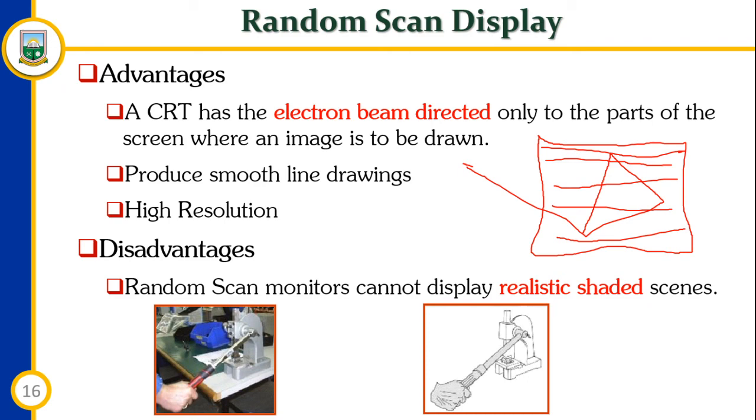Now again, as an advantage, the random scan also produces smooth line drawings. That was obvious, and it was able to produce smooth line drawings because it deals with line drawings. And finally, the image that is constructed on the screen by a random scan display has high resolution.